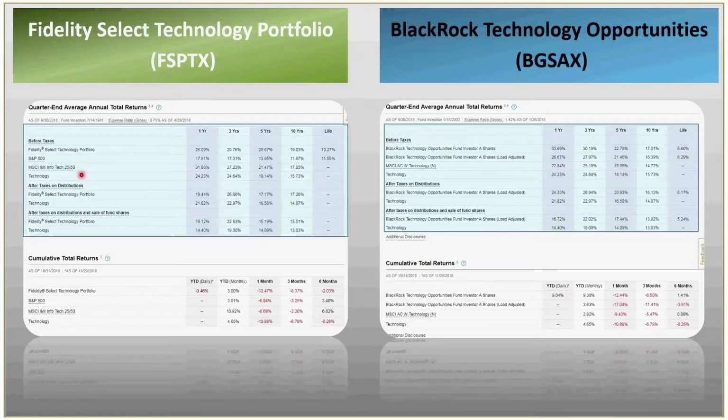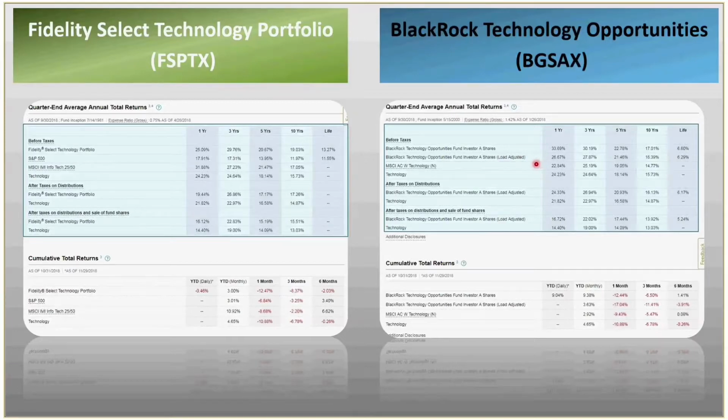And then you have technology in general. And this one is going to most likely more represent your mutual fund. Same thing with this over here. Technology is kind of a bigger category. And over here we have after taxes on distributions, and this is after you go through and make a sell. Over here we have something just a little bit different.